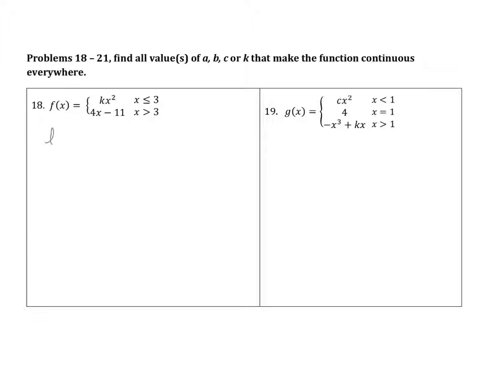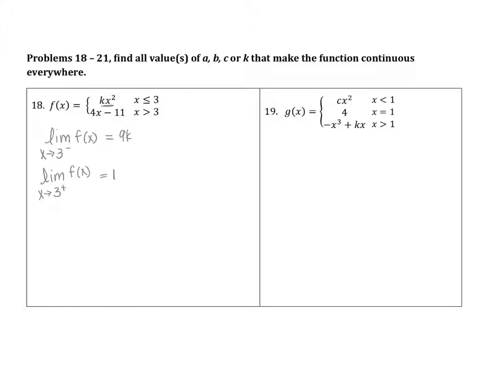So the setup of this, you're going to see the limit as x approaches 3 from the left of f of x. And notice I'm going to plug in a 3 for x, so that's going to give me 9k. And then I'm going to plug in the limit as x approaches 3 from the right of f of x. And when I substitute in there, I'm going to get 12 minus 11, isn't it? Yep, 12 minus 11, so that's going to give me 1.